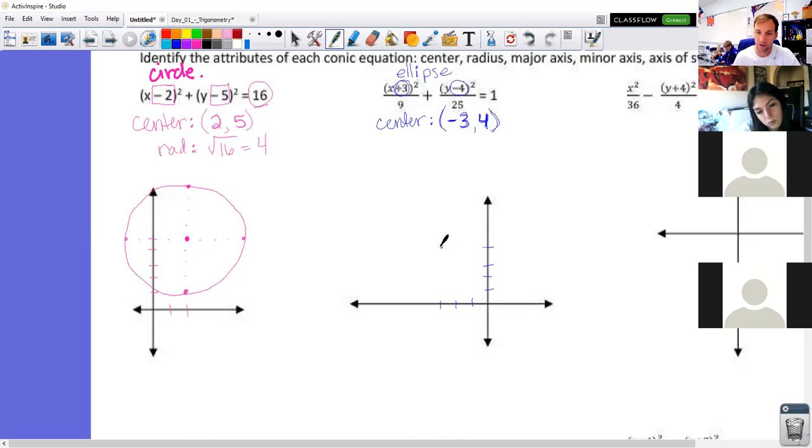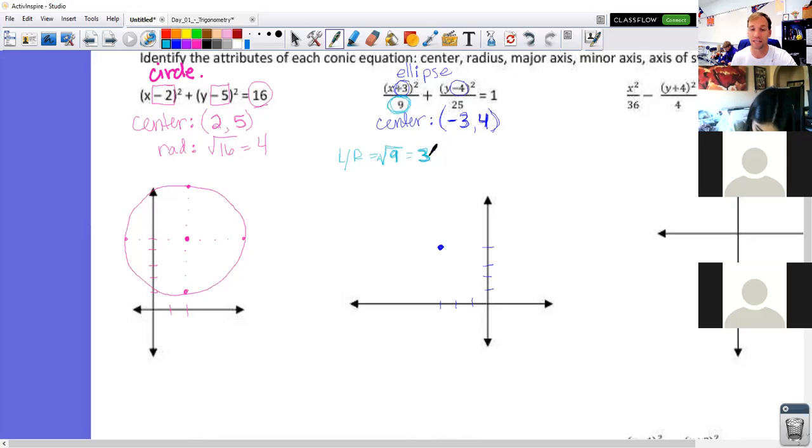So we put that on your grid. There is the center. Now we have to figure out how far left and right we go and how far up and down we go. The number underneath the x is 9, which means how far we go to the left and to the right is the square root of 9. Remember, the bottom number is a squared number. So to figure out how far we go, we take the square root.